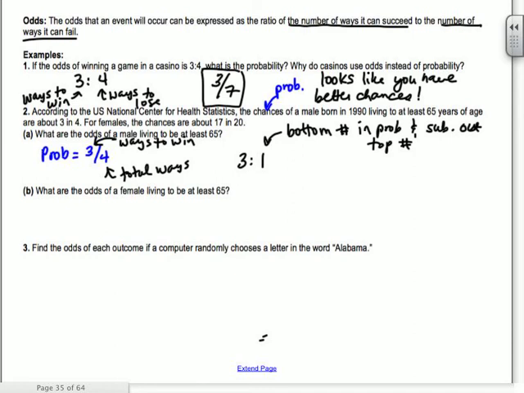So what are the odds of a female living to at least 65? So your probability is 17 over 20. So there's 17 ways to be successful. How many ways to be unsuccessful? 3. Because you have 20 total, so they need to add up to be 20.